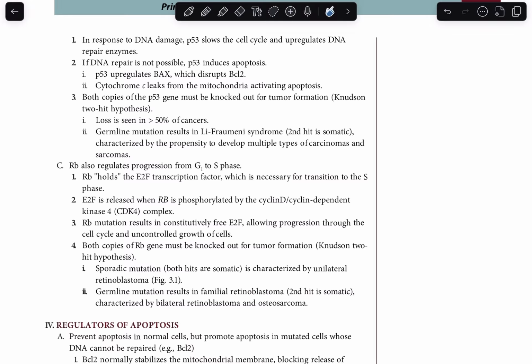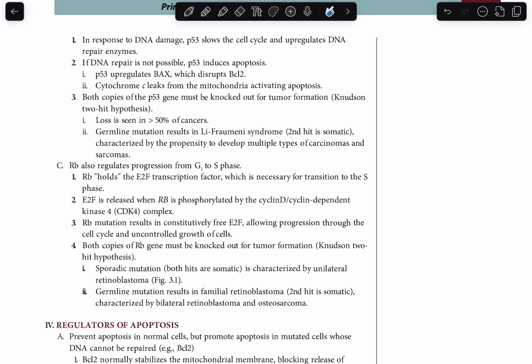RB also regulates progression from G1 to S phase. RB holds the E2F transcription factor, which is necessary for transition to the S phase. E2F is released when RB is phosphorylated by the cyclin D/cyclin dependent kinase 4, CDK4, complex. RB mutation results in constitutively free E2F, allowing progression through the cell cycle and uncontrolled growth of cells.